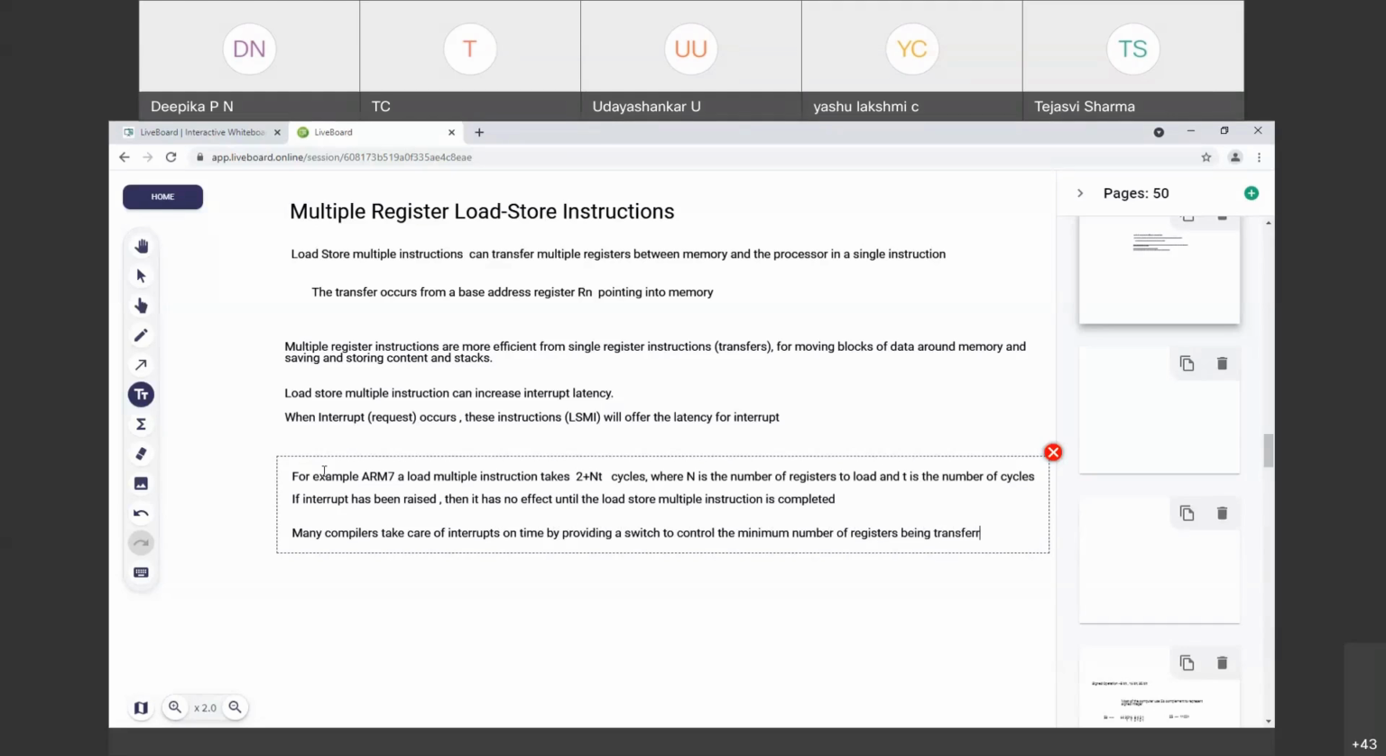Please understand, if I wanted to transfer 3 registers, 4 registers, 5 registers, or 10 registers of data to memory locations in a multiple instruction, transferring the contents of 10 registers takes more time. If I use fewer registers, the transfer takes less time, which gives less latency for the interrupts. When an interrupt happens, it should not wait for long. So that care is taken by many compilers.